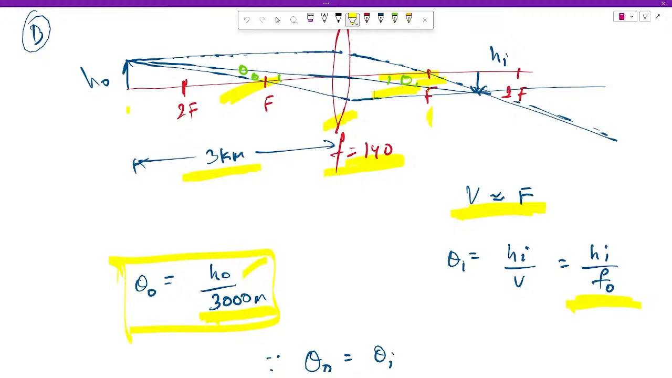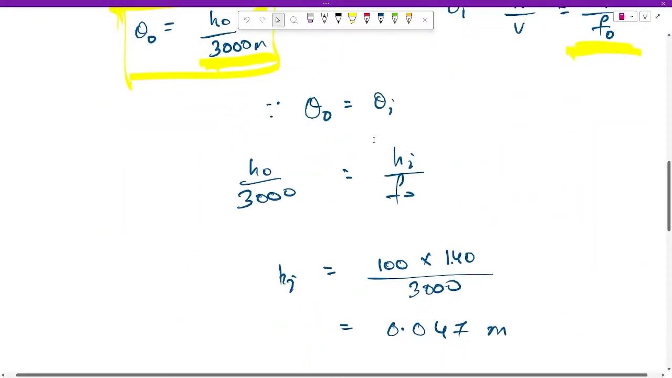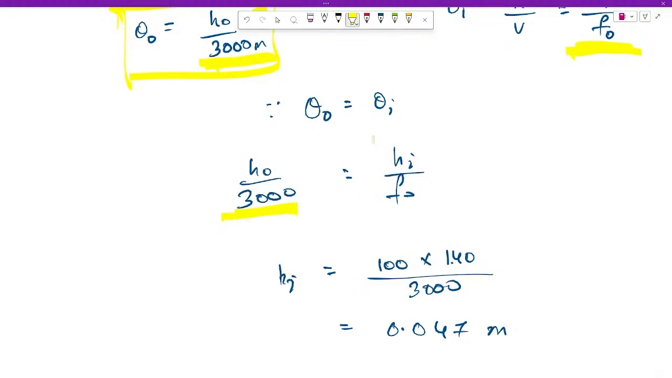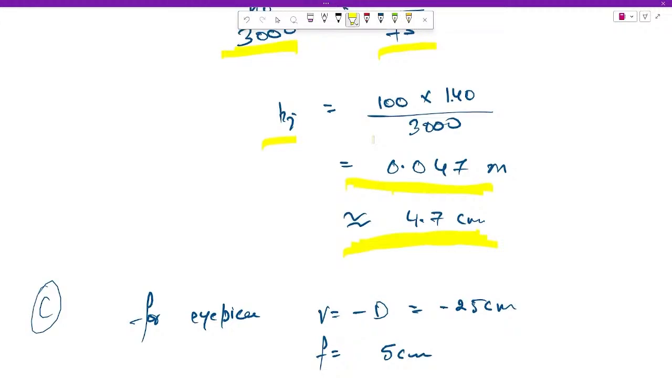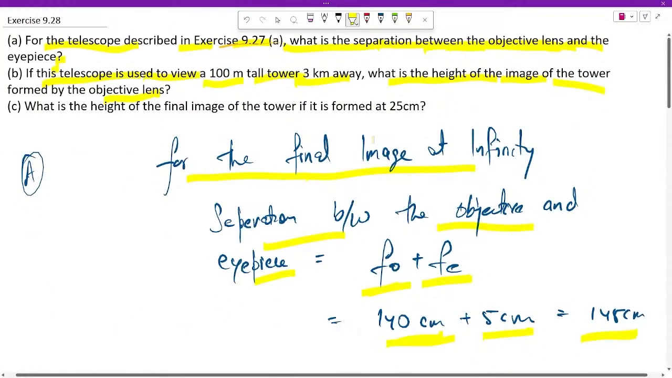Now equating these two angles, we will get HO by 3000 would be equal to HI by FO. Now HI would be equal to 0.047 meter or 4.7 centimeter. So height of the image would be equal to 4.7 centimeter in this case. Now the third question follows. What is the height of the final image of the tower if it is formed at 25 centimeter?